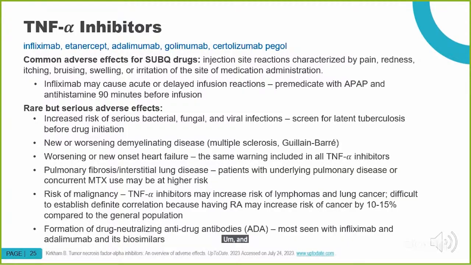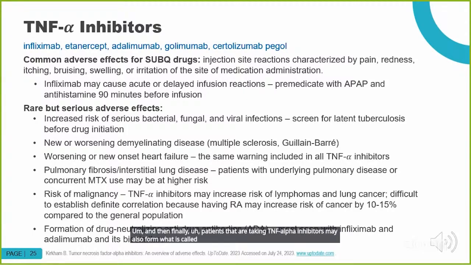And then finally, patients that are taking TNF-alpha inhibitors may also form what is called a drug-neutralizing anti-drug antibody. These antibodies bind to the medication, the biologic that the patient is taking, rendering the medication ineffective in patients. And the TNF-alpha inhibitors that are most commonly associated with drug-neutralizing anti-drug antibodies are infliximab and adalimumab, as well as its biosimilars.